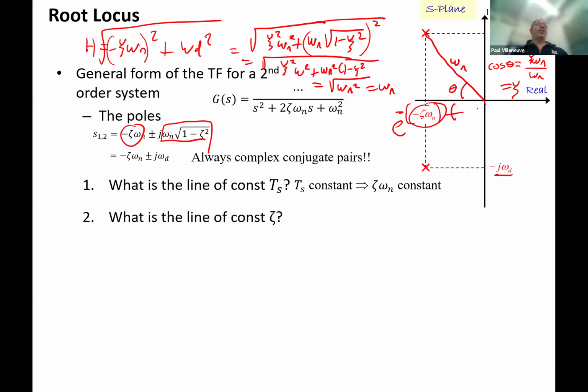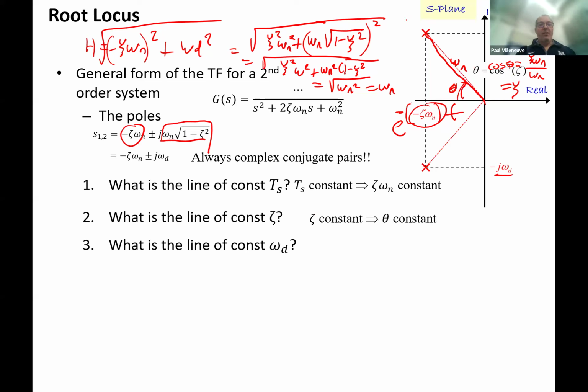What about the line of constant zeta? We already know that, right? This line here has to be constant because if zeta doesn't change, the inverse cosine of zeta is always going to be a constant angle. So those are constant angles. What about constant omega sub d? Meaning this way, back and forth, is constant. Then your imaginary term is constant, but that only means what the oscillatory frequency is going to be. So if you have a constant omega sub d, it's only going to oscillate at that specific frequency.